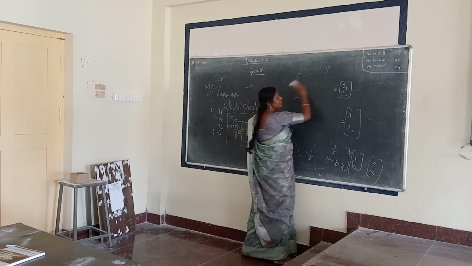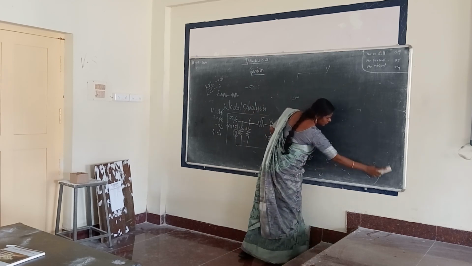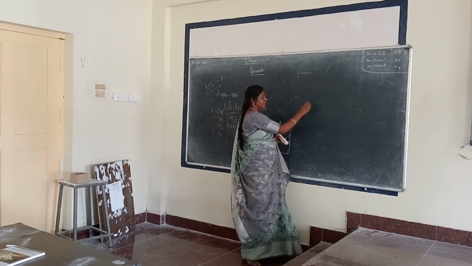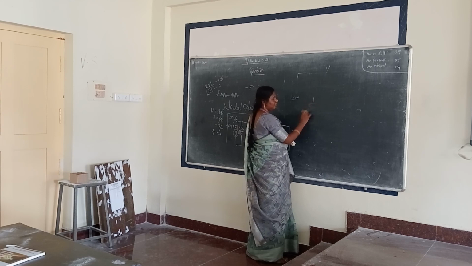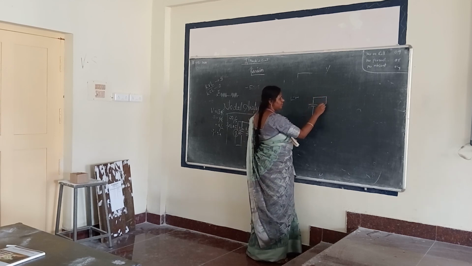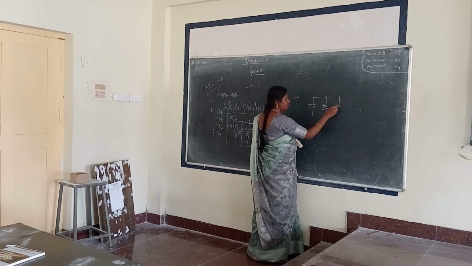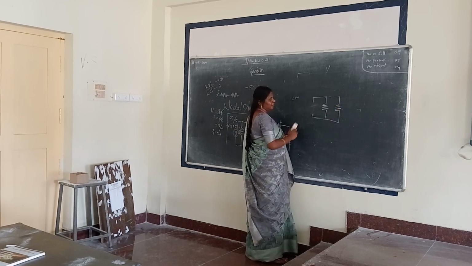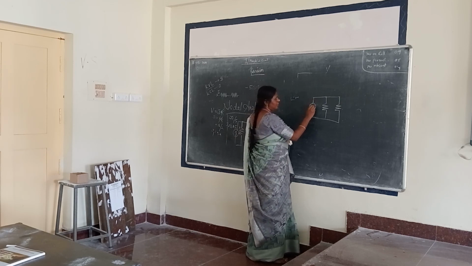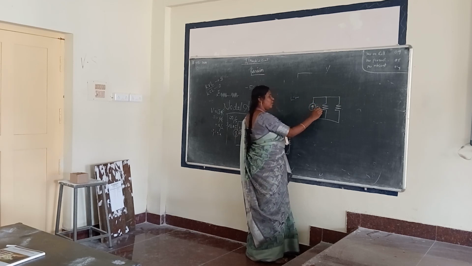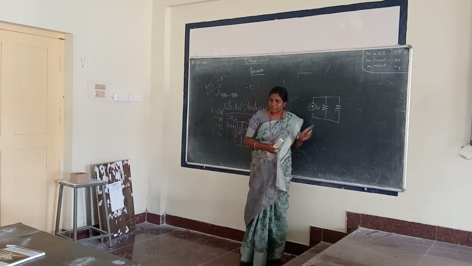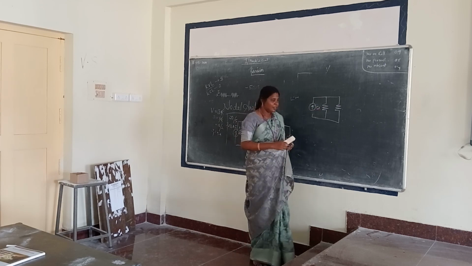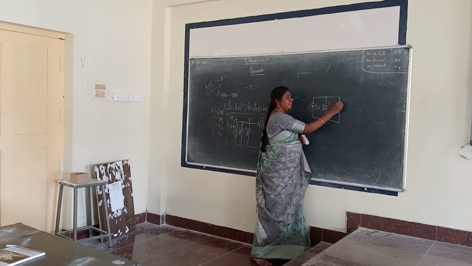With this we will stop. What is the current division rule? Take a circuit like this. This is some source, a current source, so 5 ampere comes in. What is the value of these resistors? Let us take 10 and 15.